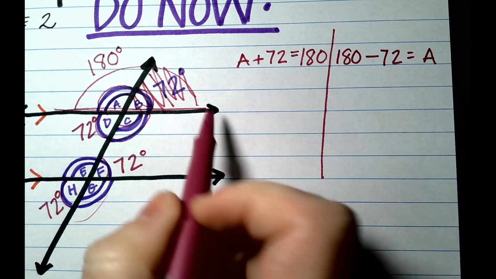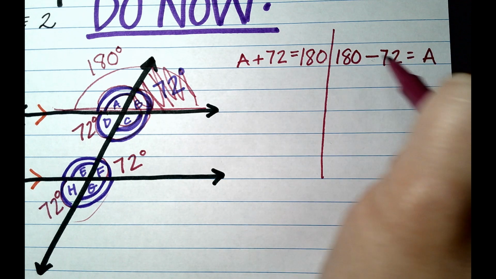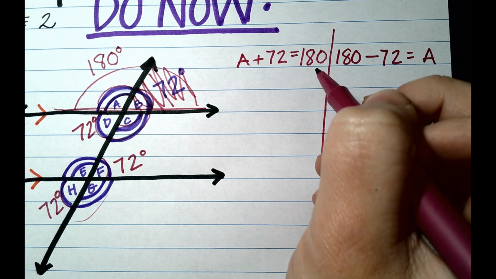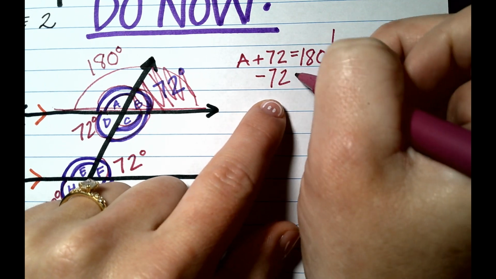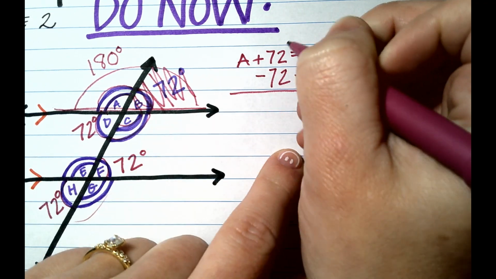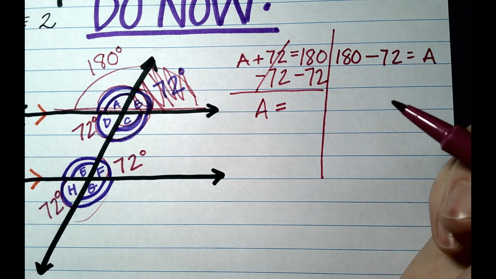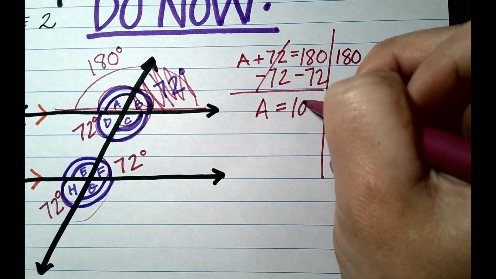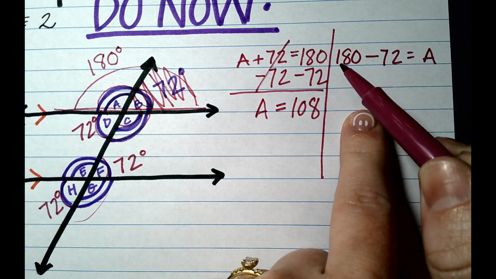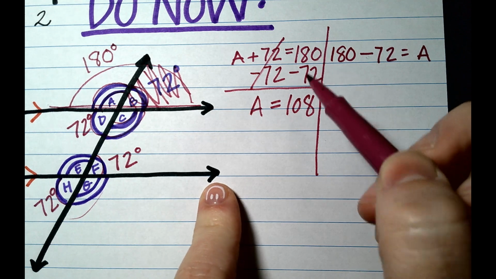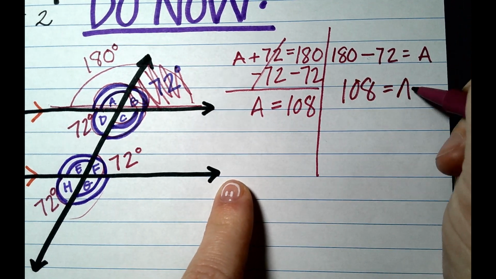So if I wanted to solve this, what would I do? Subtract 72 from both sides. And that gives you A equals 108. Beautiful. And over here, if I did 180 minus 72, it's the exact same thing we did here, just written differently. We get 108 equals A.